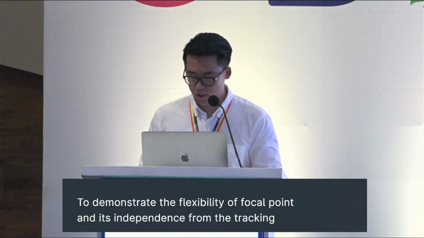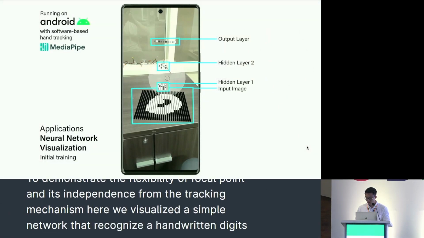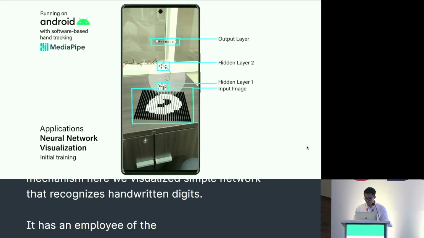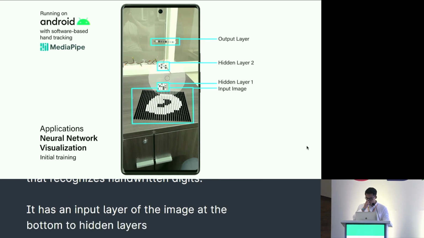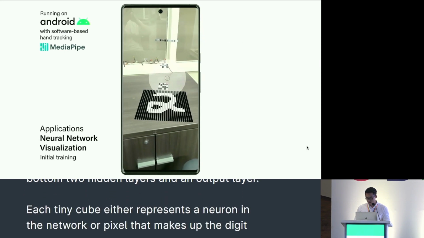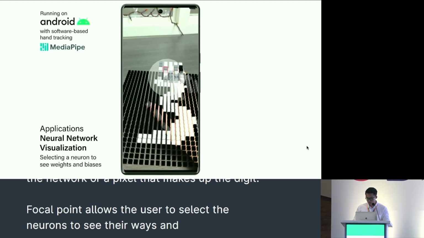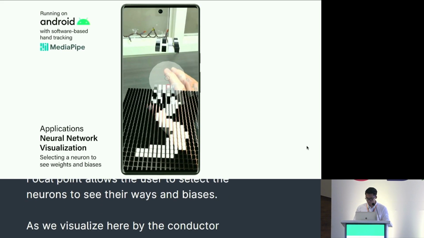Here, we visualize a simple network that recognizes handwritten digits. It has an input layer of the image at the bottom, two hidden layers, and an output layer. Each tiny cube either represents a neuron in the network or a pixel that makes up the digit. Focal point allows the user to select the neurons to see their weights and biases, as visualized here by the connecting lines of different colors.